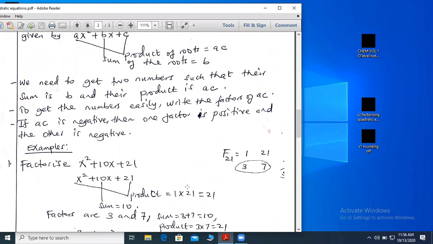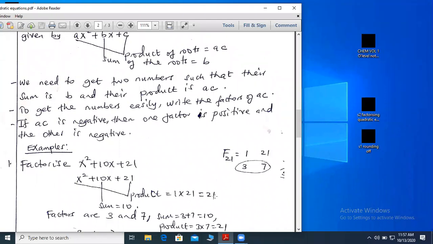The factors should be such that when you multiply them, you get 21, and when you add them, you get 10. So it cannot be 1 and 21, because when you add them, you get 22. But it can be 3 and 7, because 3 plus 7 is 10, which is the sum, and 3 times 7 is 21, which is the product. So my factors are 3 and 7.